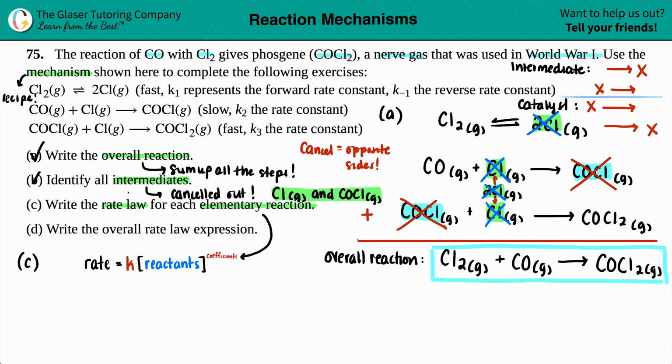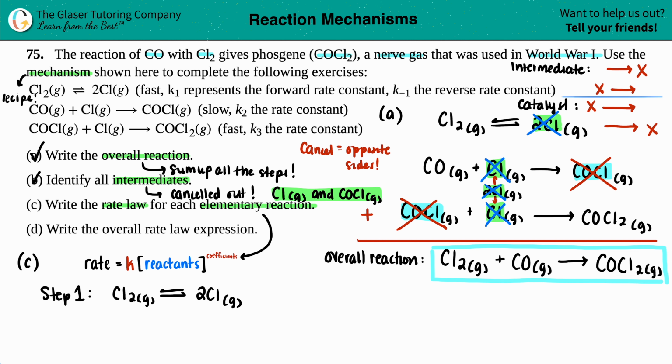coefficients. So now, let's start off with, I guess, it doesn't really matter. I guess we'll start from top to bottom. So we'll say step 1. Okay, so what is the rate law for step 1? Now in step 1, the reaction is Cl2 gas comes to equilibrium with 2 Cl gas.